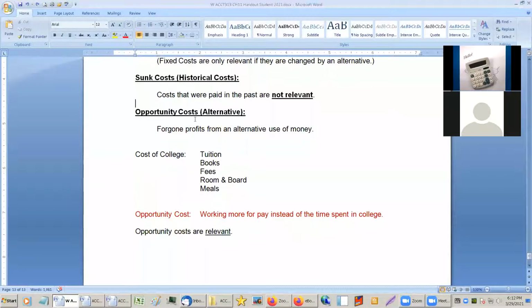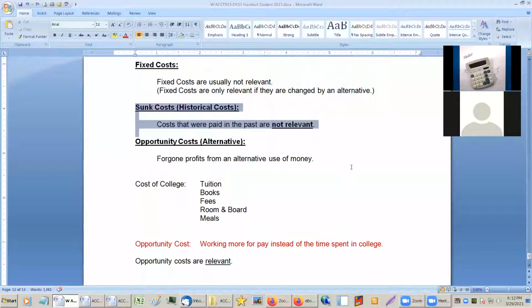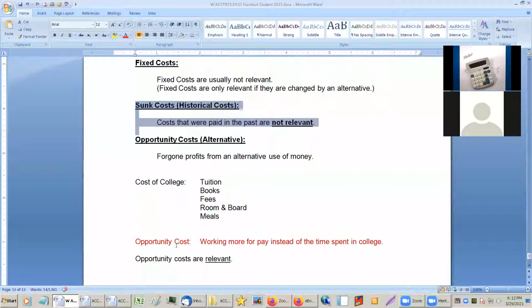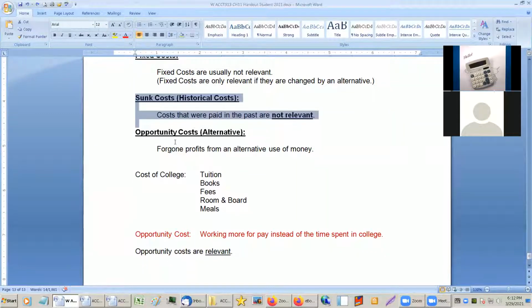Okay, so some costs are not relevant. Even if they're huge, even if they're $50 million for a giant cube, they're not.